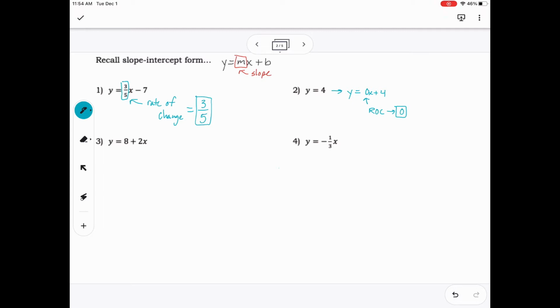On number 3, it is switched around and mixed up in a different order, but just know that I can rewrite this as y equals 2x plus 8. And so the value that is in the m position is the 2, which is our rate of change here. Okay, so always remember that the number multiplied to the x is our rate of change or our slope. So in number 4, negative 1/3 is that number. So negative 1/3 is our rate of change or our slope. Okay.